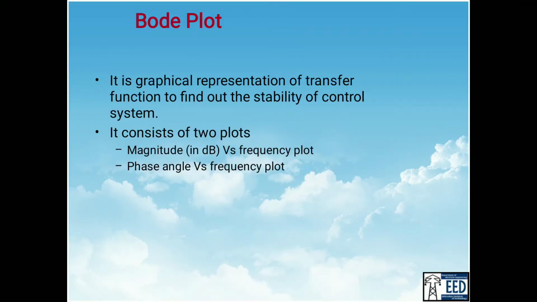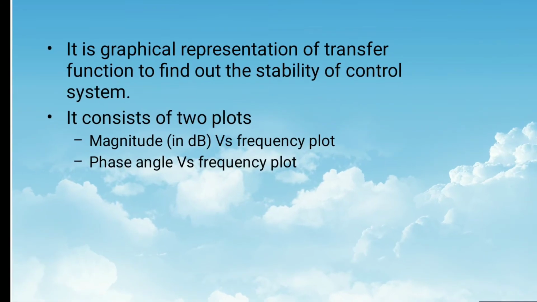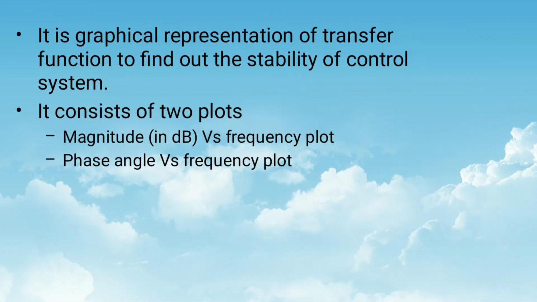Next, what is a Bode plot? The Bode plot is a graphical representation. It is used to find out the stability of a control system. It consists of 2 plots. One is the magnitude plot and the other is called the angle plot, and both plots are versus the frequency. So frequency is the major common term with the magnitude as well as the phase angle plot.